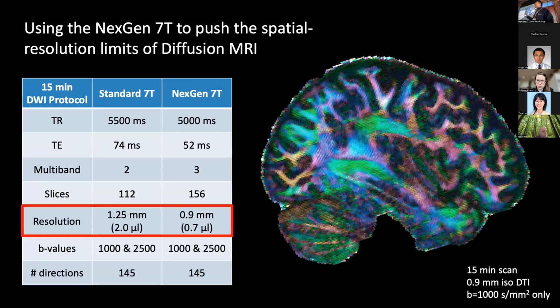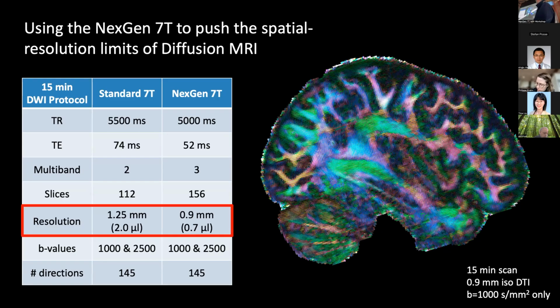So I like to share this slide also right after because it highlights the type of protocols that people are asking for in our collaboration. So what can you do with this scanner in about 15 minutes for diffusion? Compared to the HCP or HCP-like diffusion protocol from the first Gen 7T, where we were at about 1.25 millimeter isotropic, with the NexGen 7T you can cut the TE and TR down quite a bit and get the resolution down to almost a third, which is phenomenal, all in the same amount of time.